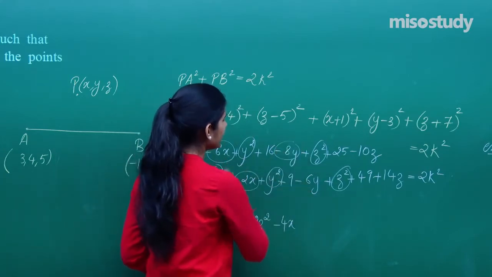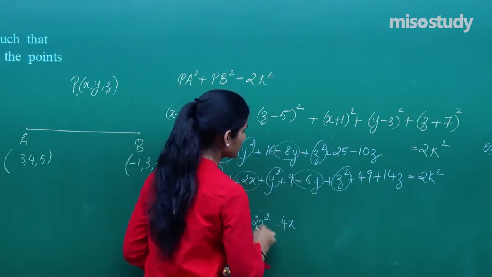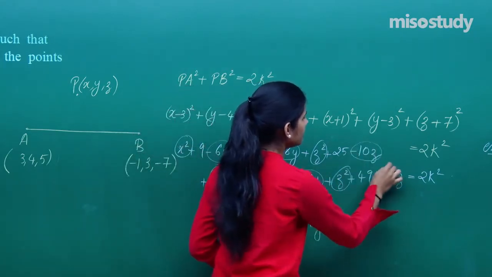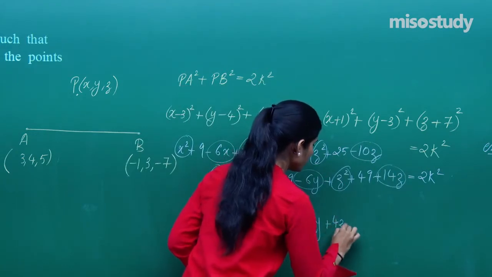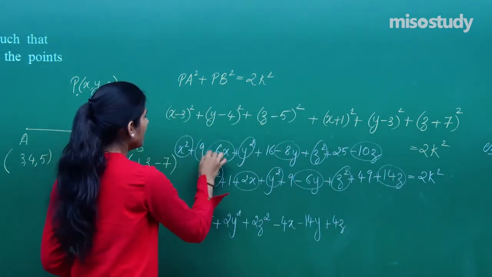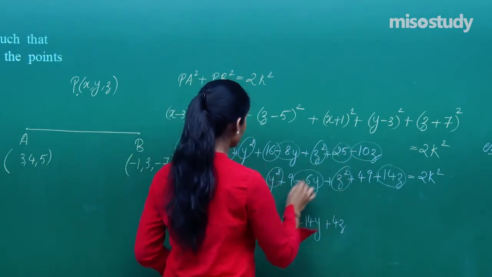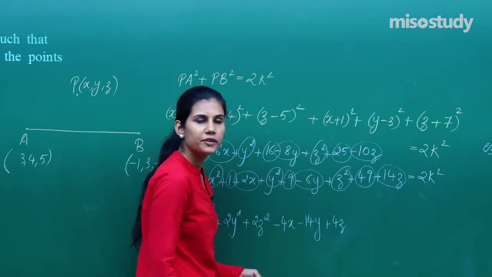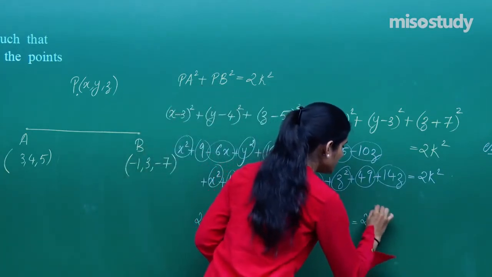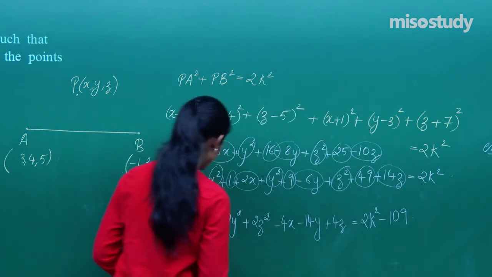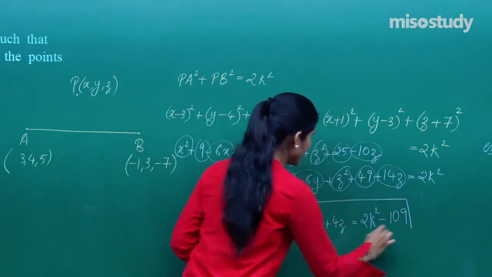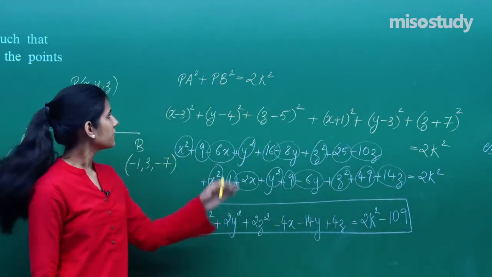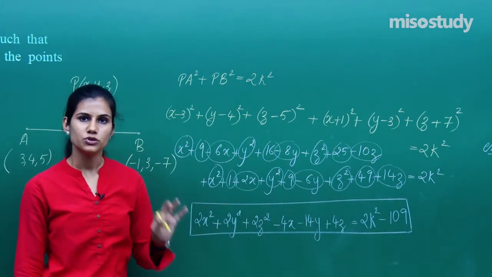Then you have minus 8y minus 6y, that is minus 14y. Then you have minus 10z plus 14z, that is plus 4z. And then you have 9 plus 16 plus 25 plus 1 plus 9 plus 49, which is 109, which you send on the other side and get this as the equation which should be satisfied by the 3 coordinates of any point for it to satisfy the equation PA square plus PB square equals 2K square.